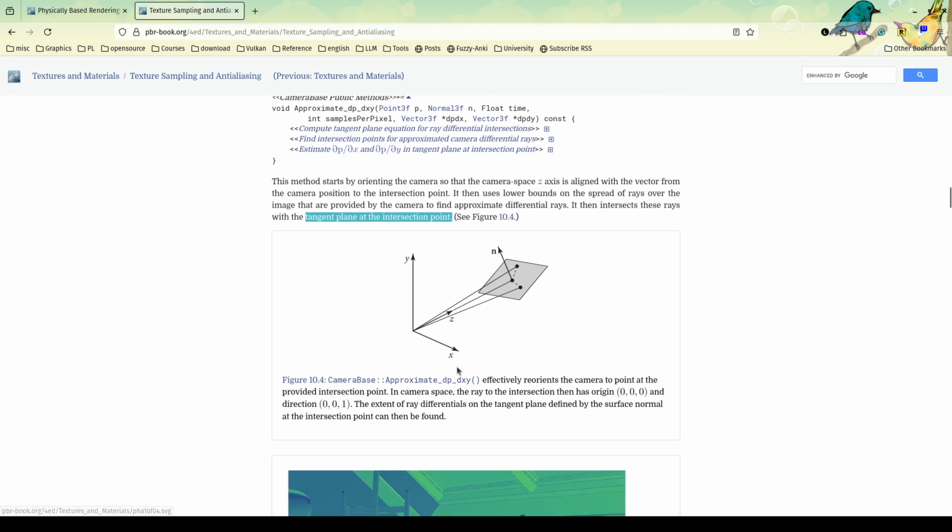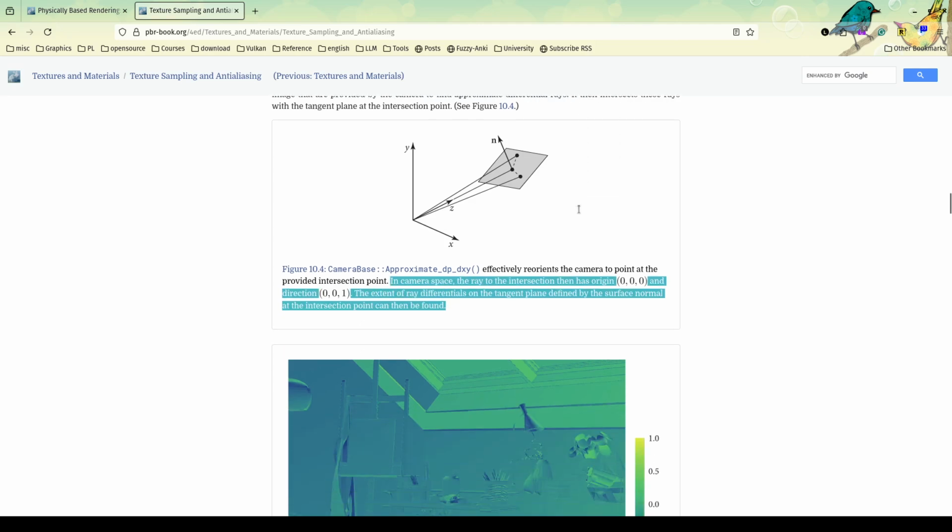Yeah, so first we reorient the camera to point at the provided intersection point. And in camera space, the ray to the intersection has the origin 0, 0, 0 and the direction 0, 0, 1. And the extent of the ray differentials on the tangent plane defined by the surface normal at the intersection point can then be found.